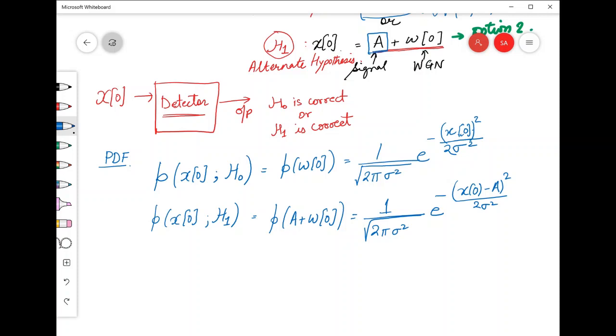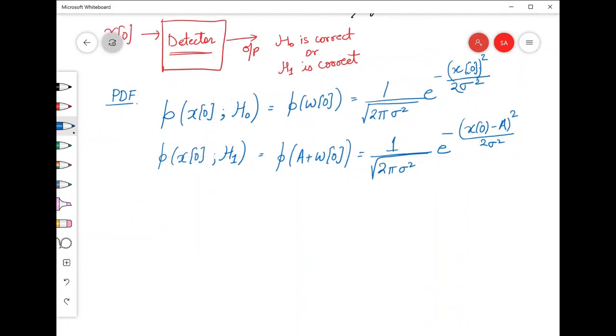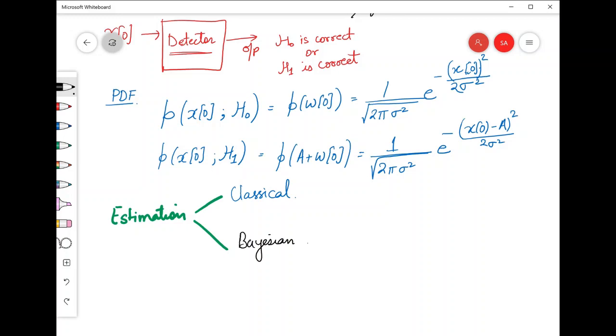Alright, now there are many ways of making detection. As we did in the classical estimation theory, in estimation theory we had two ways of doing things: one which is called the classical, the other one was the Bayesian. In the same case here also in detection we have two things, the classical methods and then there are Bayesian methods.